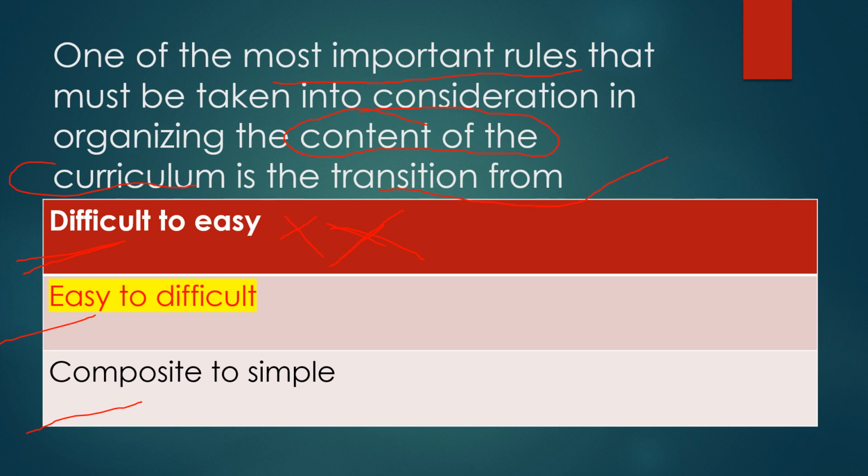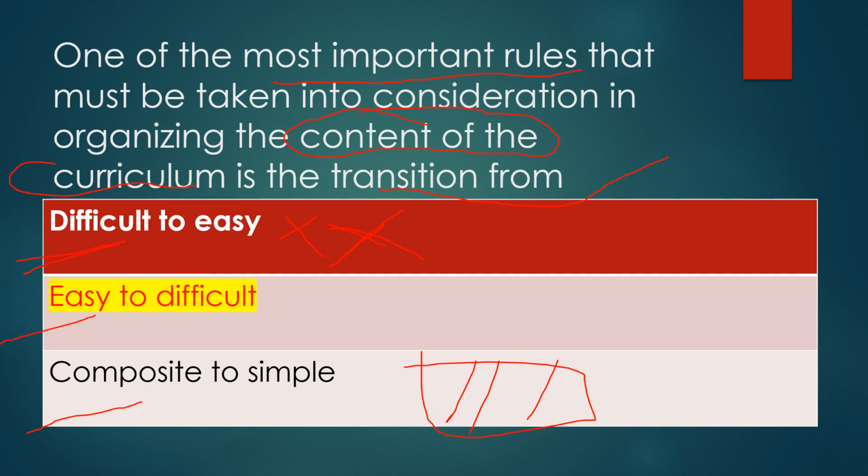If you look at this option, composite to simple. You should know the meaning of the word composite, which means made up of several parts or elements. So you cannot first go to a complete whole and then break it down. This is a wrong approach. You cannot first teach them a paragraph and then tell them, okay, these are the parts of speech in the paragraph. First, you have to tell them what the parts of speech are, and then they can write full sentences using those parts of speech. So this is a wrong option.